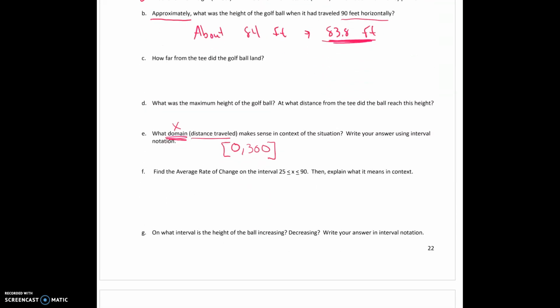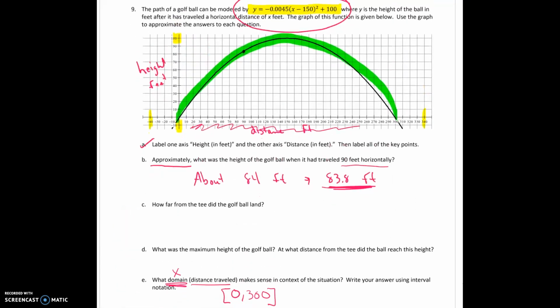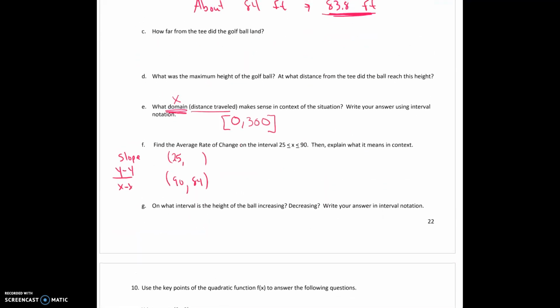Average rate of change, we did very little with this, but you guys do know this. Average rate of change is slope. Slope is when you subtract your y's over your x's. And what I'm doing is giving you here are the x coordinates. So if x is 25, I'll need to know its y. And if x is 90, I'll need to know its y. Well, I already know that from problem B, I said it was about 84. And if I go up to my graph, when x is 25, that's about here. So I'll say the height is 30.